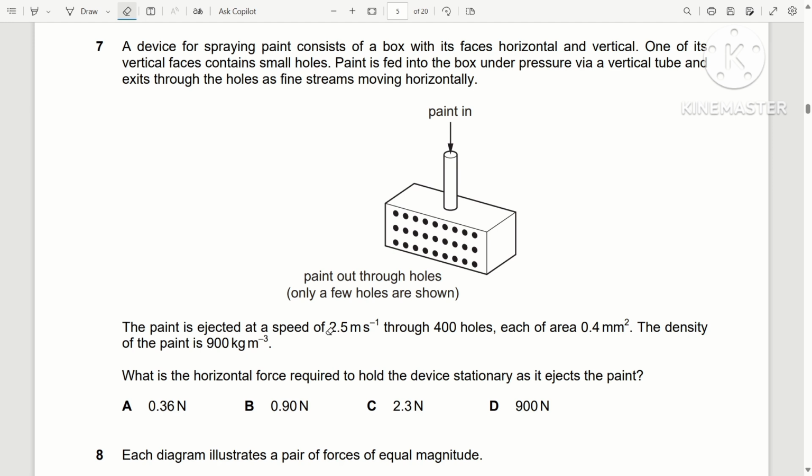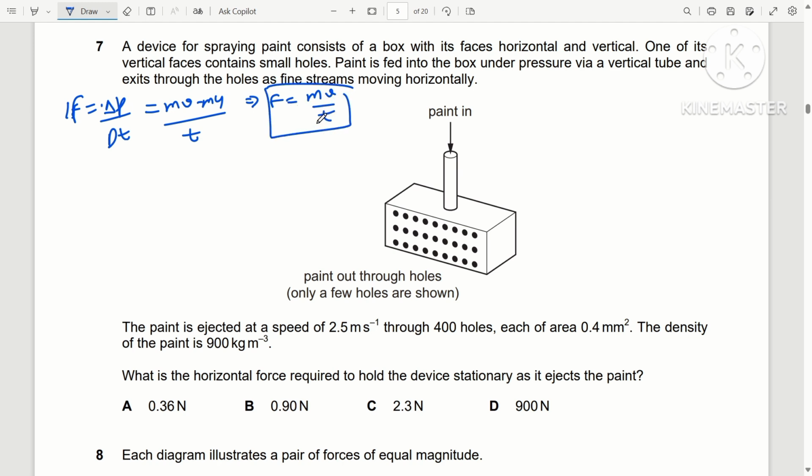See, initially this box will be at rest, and when the paint tries to come out, or is ejected, the box will also try to move. We know that the force required is equal to the change in momentum per unit time. The change in momentum is mv minus mu. Since initially it is at rest, the force required will be equal to mv by t only.